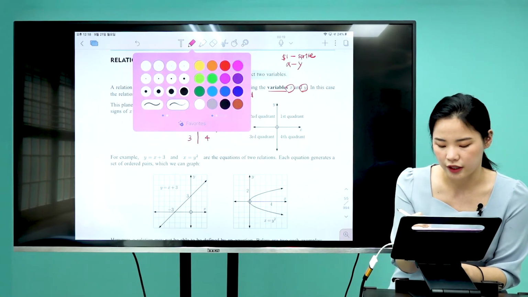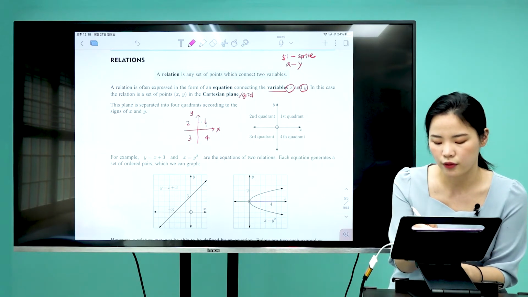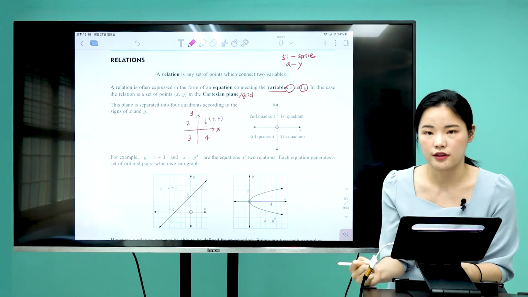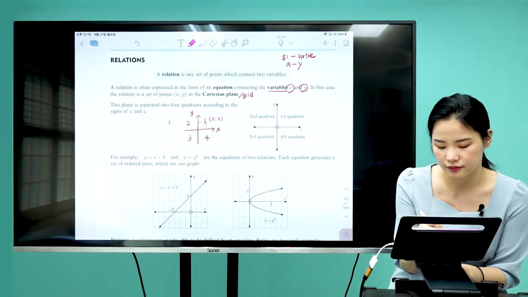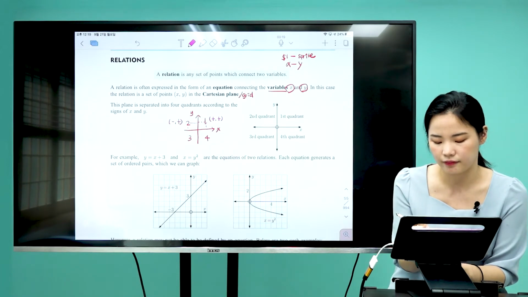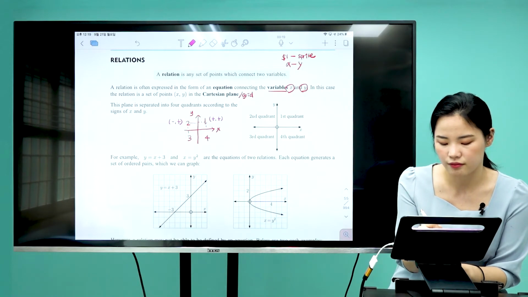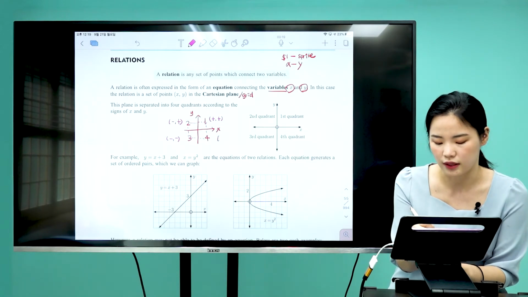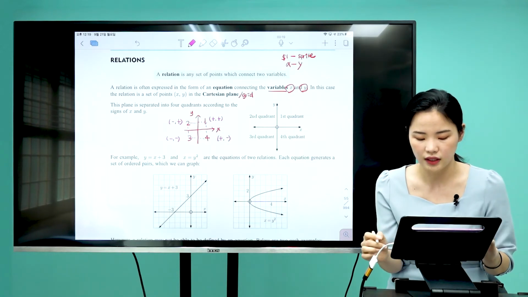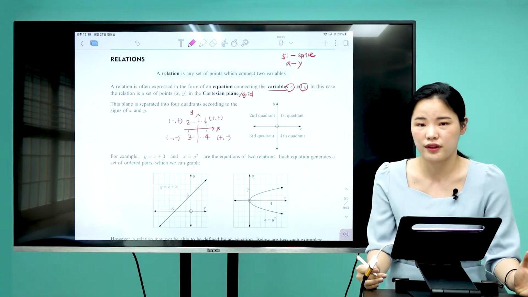What we know from here is that the first quadrant will have both positive values, positive x and positive y, while the second quadrant will have negative x and positive y. The third one, opposite of the first quadrant, will have both negatives, and the fourth one, opposite of the second quadrant, will have positive x and negative y. So why is it really important in functions? Why did this Cartesian plane suddenly come up?